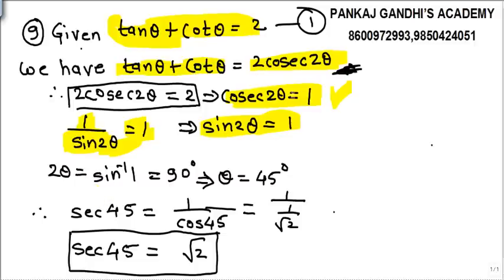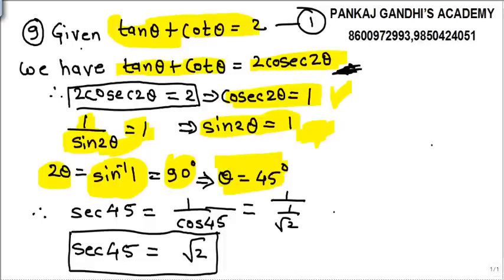So I can write this equation sin 2 theta equals 1 as 2 theta equals sin inverse 1. And sin 90 is equal to 1, we know that. So sin inverse 1 is 90 degrees. So obviously, because 2 theta equals 90, theta equals 45 degrees.